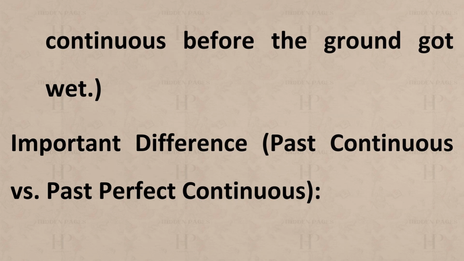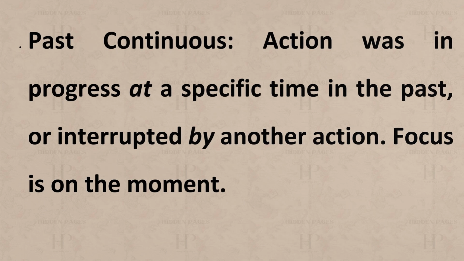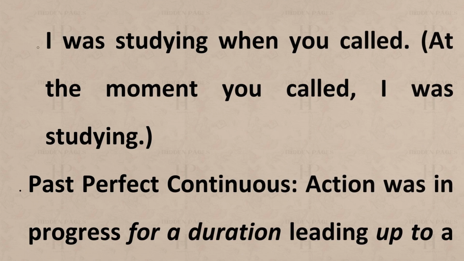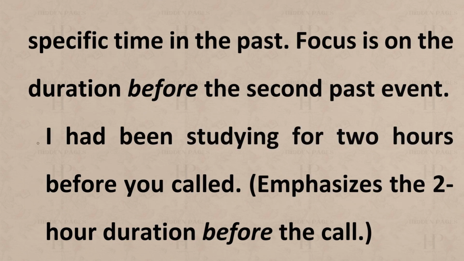Important difference. Past continuous versus past perfect continuous. Past continuous. Action was in progress at a specific time in the past, or interrupted by another action. Focus is on the moment. I was studying when you called. At the moment you called, I was studying. Past perfect continuous. Action was in progress for a duration leading up to a specific time in the past. Focus is on the duration before the second past event. I had been studying for 2 hours before you called. Emphasizes the 2-hour duration before the call.